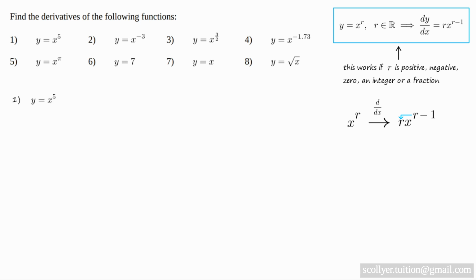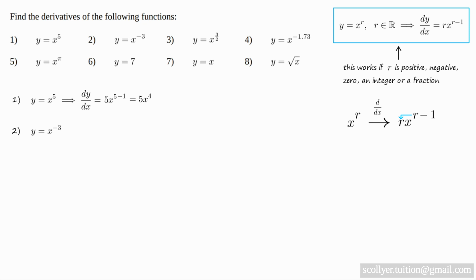Problem 1, y equals x to the 5. So to calculate dy by dx, we write down x to the 5, we pull the 5 down as a multiplier, and we subtract 1 from the index, which gives us 5x to the 5 minus 1, which is 5x to the 4.